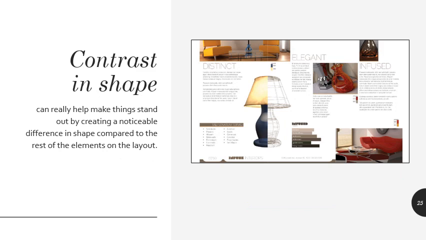Depending on how far you take this, you can create a very extreme level of contrast to attract more attention to an area. For example, if you have a layout like this where all of the elements are made up of rectangles, but right in the middle there's a circle or a different shape like this lamp, then the viewer's attention is going to go directly to the lamp because it's different from all the rest of the elements.